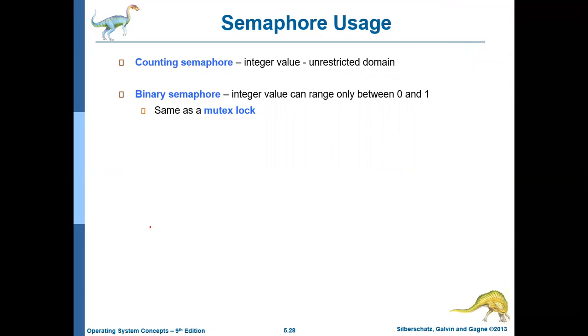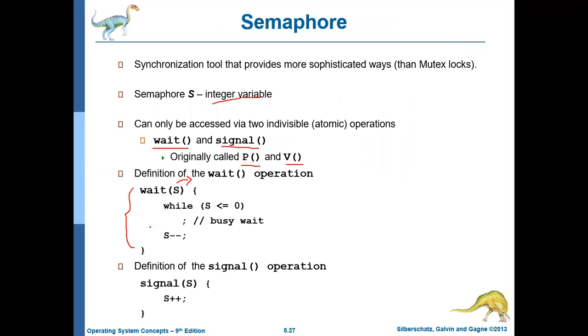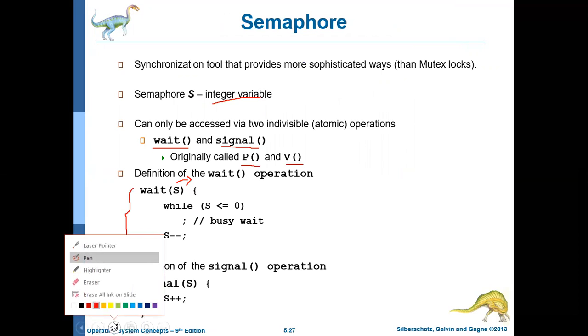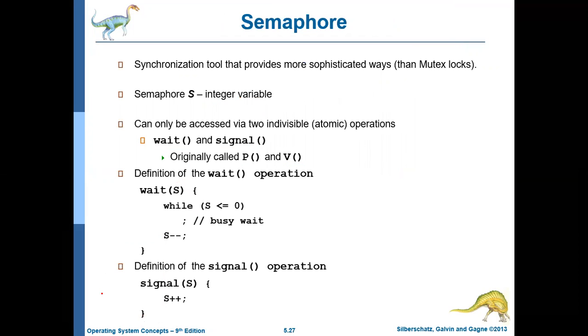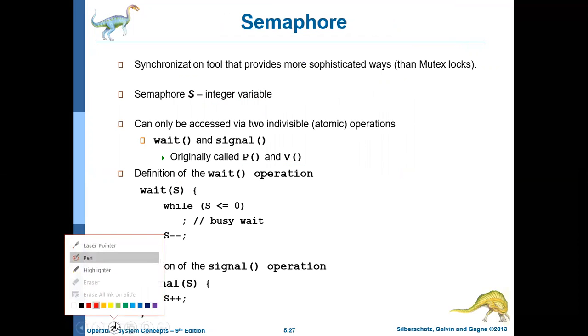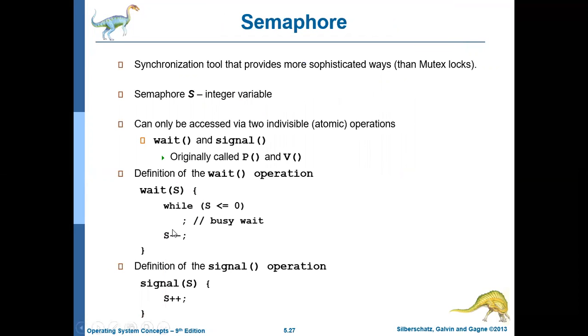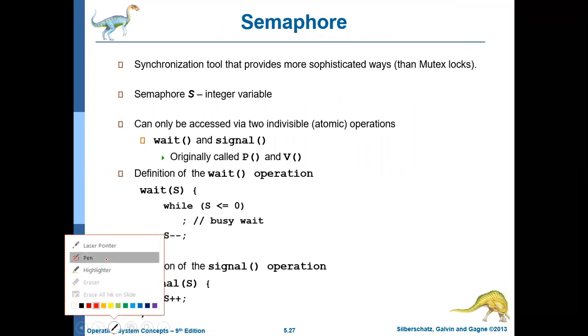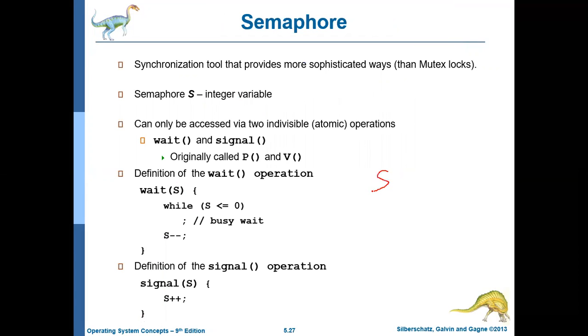Now let us try to understand this particular code. Let us discuss this first for binary semaphore, how it works. If it is a binary semaphore, what will be the value of S? The value of S will be 0. Sorry, S will be 1. The S will be initialized with 1.